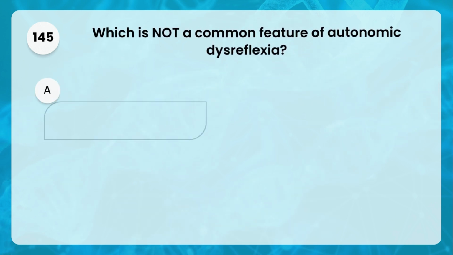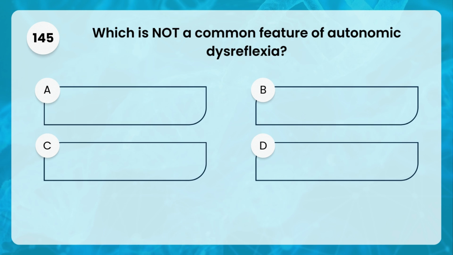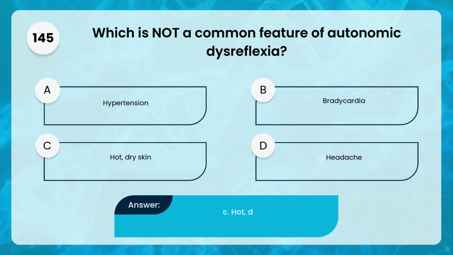145. Which is not a common feature of autonomic dysreflexia? A. Hypertension, B. Bradycardia, C. Hot, dry skin, D. Headache. The answer is C. Hot, dry skin.